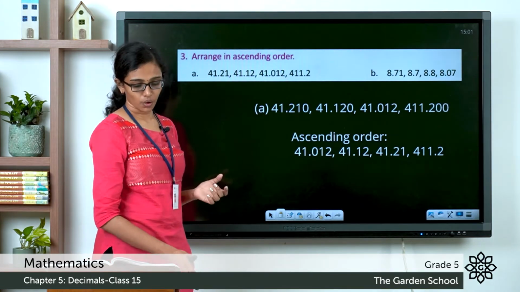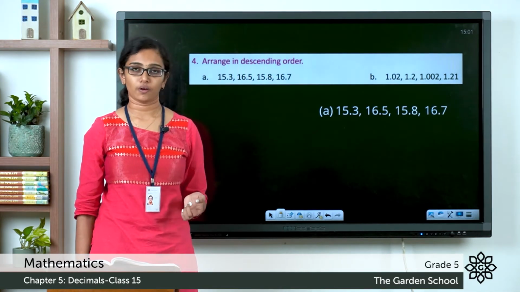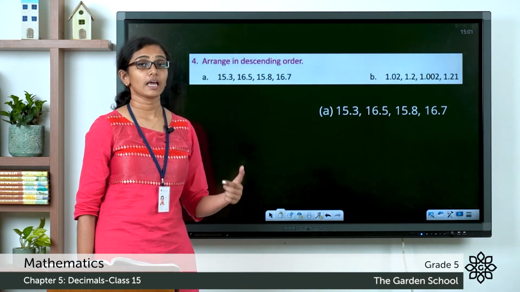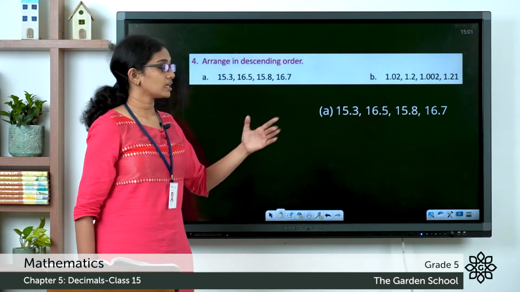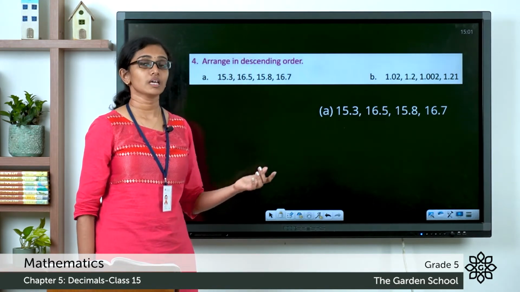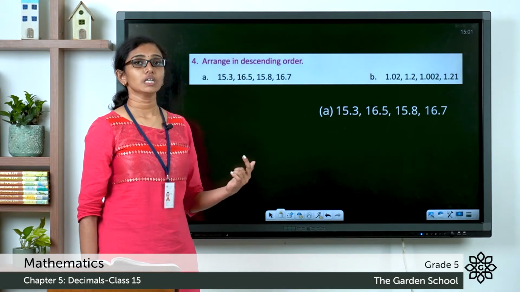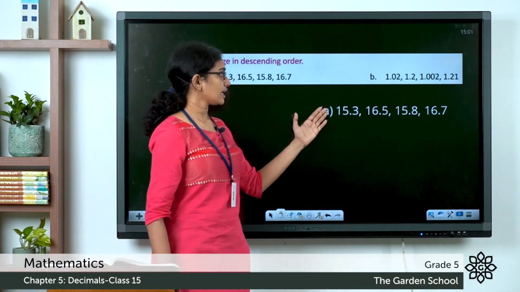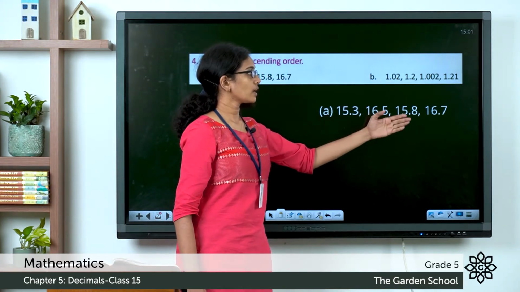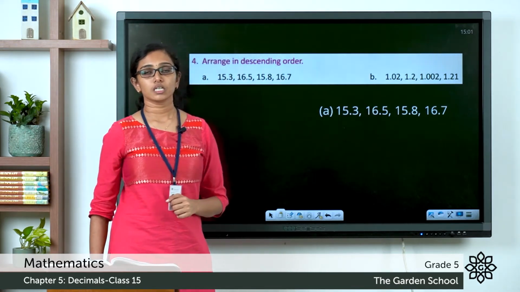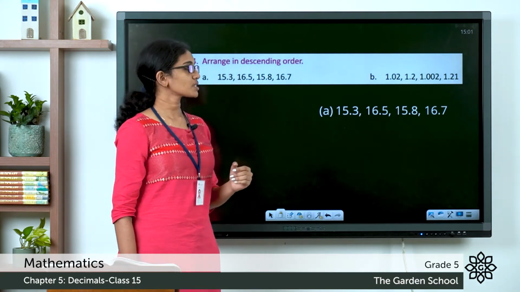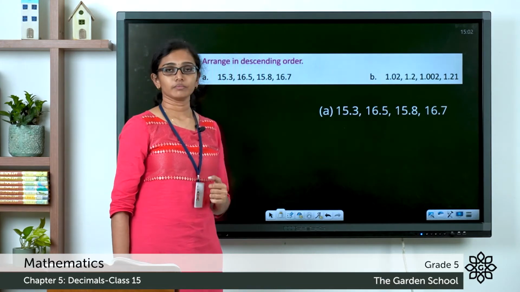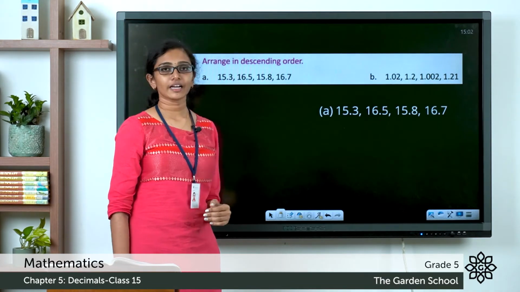Now question number 4, arrange in descending order. So similar to the previous case where we arranged decimal numbers in ascending order, to arrange a given set of decimal numbers in descending order, first make sure they are all like decimals. Look at the numbers in the first question. A: 15.3, 16.5, 15.8 and 16.7. So all these numbers have the same number of digits, which is 1 in all the numbers. So these are like decimals.